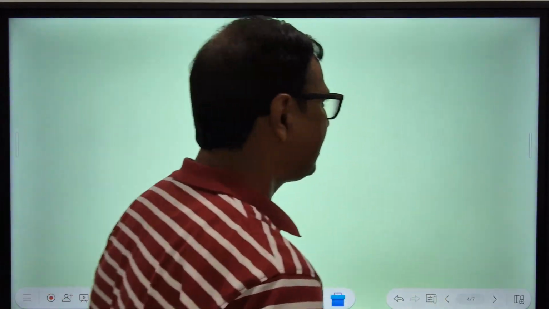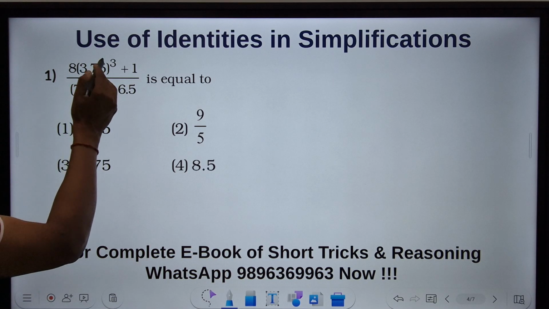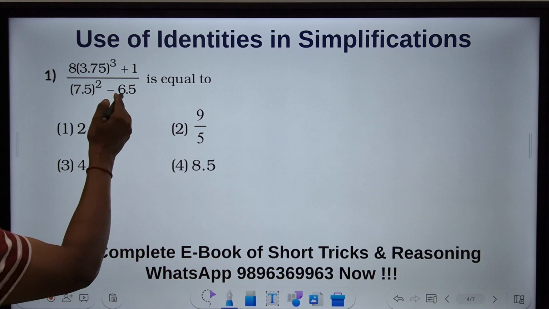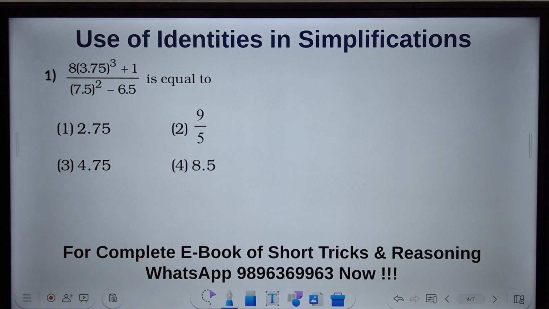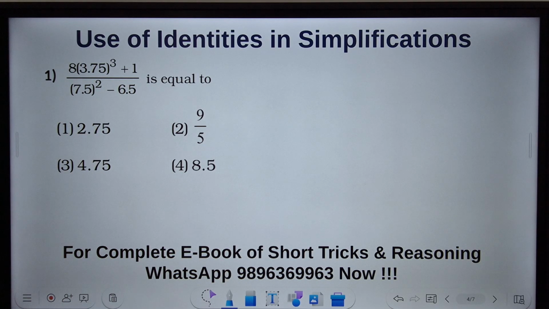The first question for the concept we have done just now. Watch this question now. Doesn't it look scary? 8 times 3.75 whole cube plus 1 upon 7.5 whole square minus 6.5 is equal to what? And there are obvious options there. Now what do we do? Do we simplify the numerator or do we simplify the denominator?